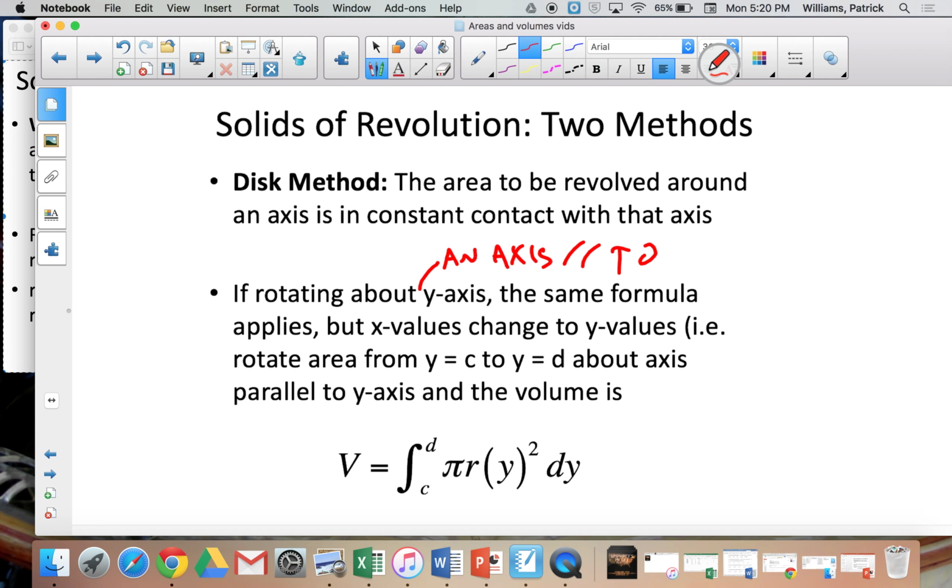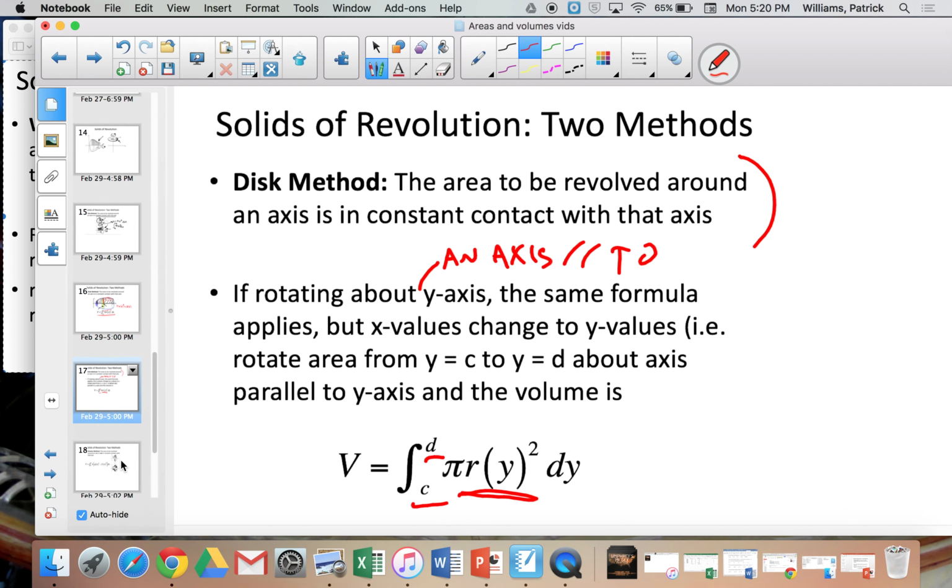And notice when we use dy, our limits of integration become y values, and our radius function must be a function of y, not a function of x. So if we're going to go dy, we've got to make the commitment to change all x stuff to y stuff. Okay? So basically, to reiterate, we use the disk method again when the area that we're trying to revolve is in constant contact with the axis of rotation. And we can either use the dx or dy method there based upon if we're going to be rotating about a line parallel to the x-axis or parallel to the y-axis.